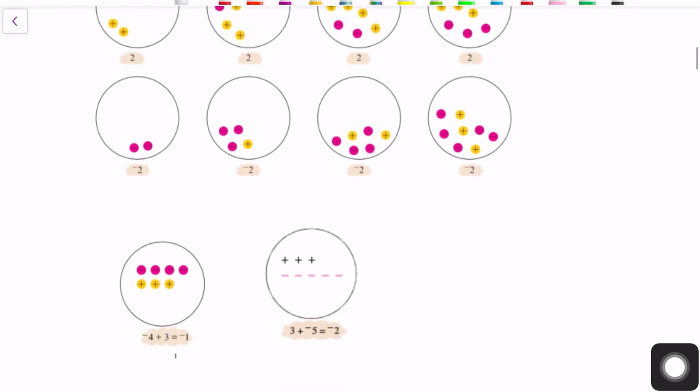Okay, so how we're going to represent addition, we're going to work on that in a minute. Say I want to represent what is negative 4 plus 3. So I put 4 minuses or 4 red chips and then 3 pluses or 3 yellow chips. And then since minuses and pluses neutralize each other, what I'm left with is 1 negative charge. So that's going to be minus 1 would be the answer, right?